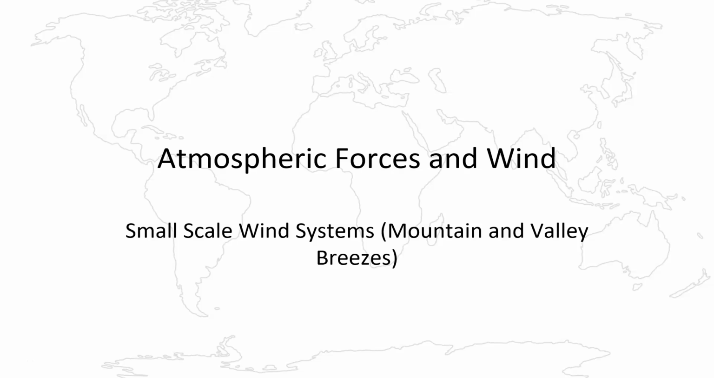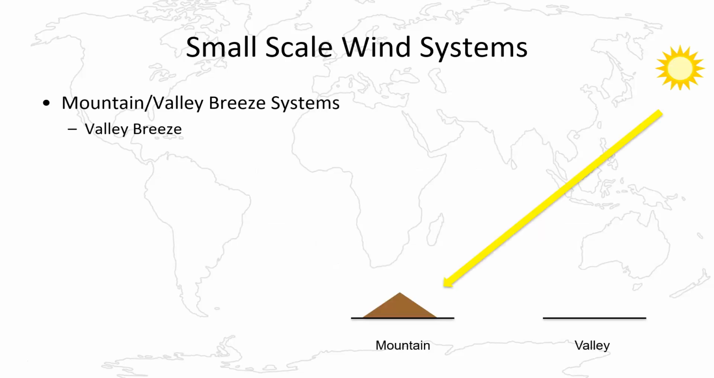Here we're going to talk about two other small-scale wind systems, mountain and valley breezes. In order to understand these, we're going to use the same process we did with land and sea breezes. Let's start with a valley breeze. A valley breeze occurs during the day. Let's look at the figure to the right.